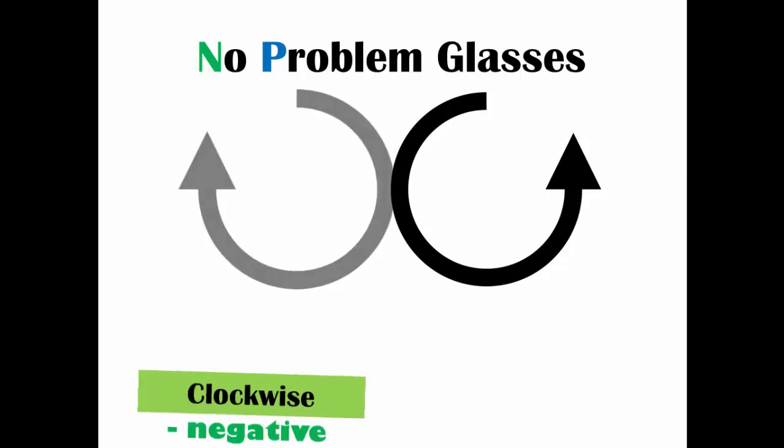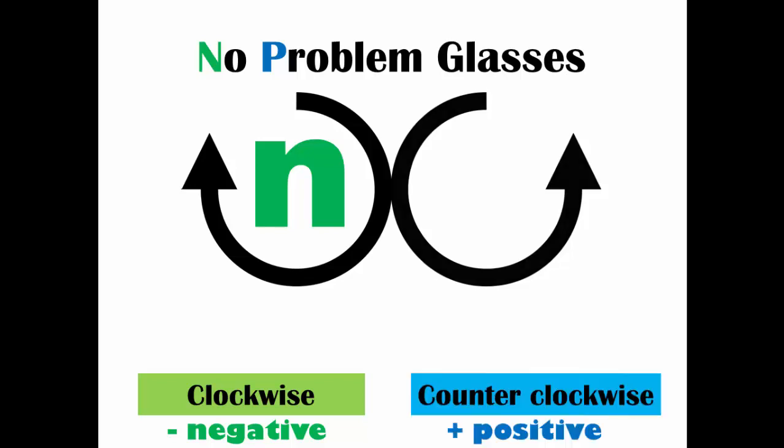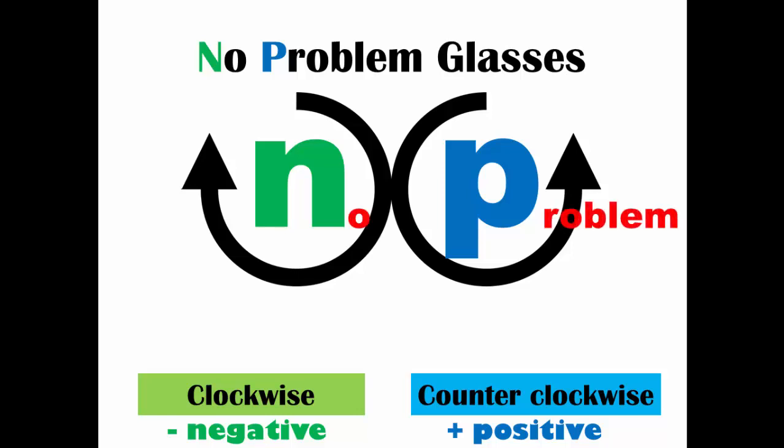If you're rotating in a clockwise direction, then it's a negative direction. Remember, the left side of your glasses is the clockwise direction, so N for negative in the clockwise direction. If you're rotating in the opposite direction, which is the counterclockwise direction, then that's a positive direction. So we'll put a P for positive in the counterclockwise direction, which is the right side of your glasses. And there you go. These are your no problem glasses.